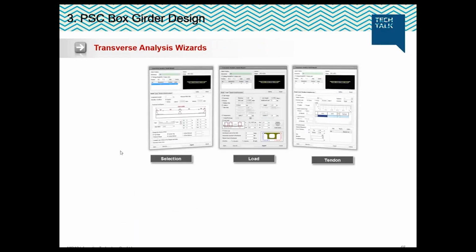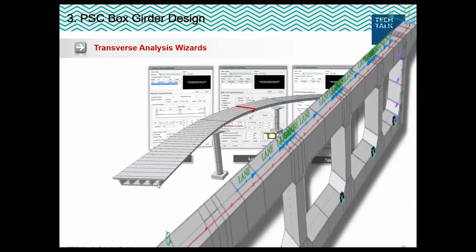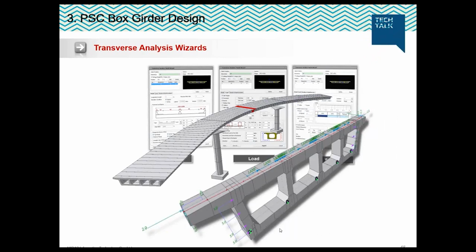After checking the global effect, you may also want to check the local effect, like the transverse analysis, like whether my cantilever part will be okay or the stress concentration in the junction. That can be verified using the transverse model widget. So specify the desired position of your bridge, and then such a separate model can be automatically generated.